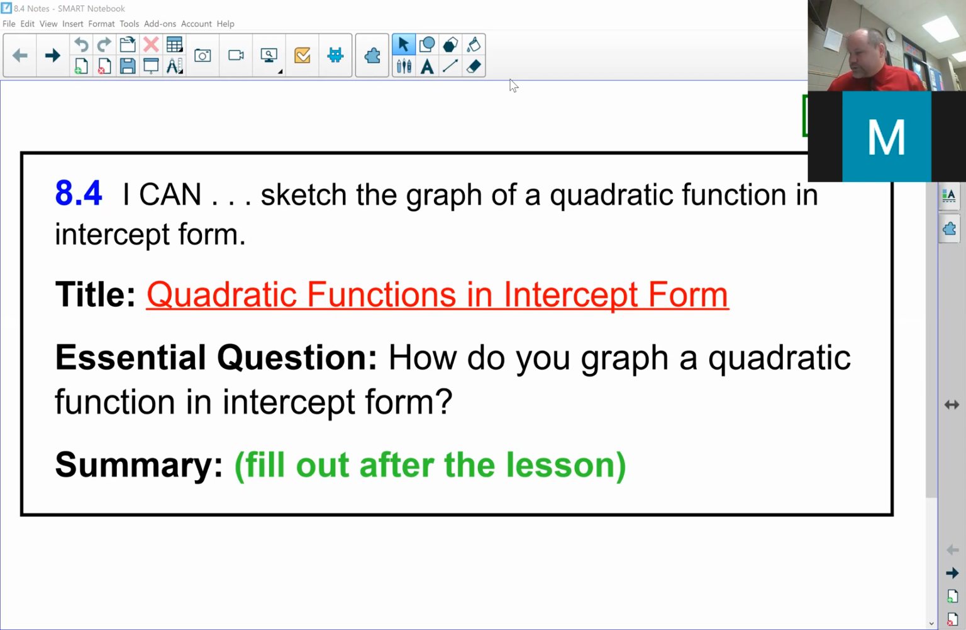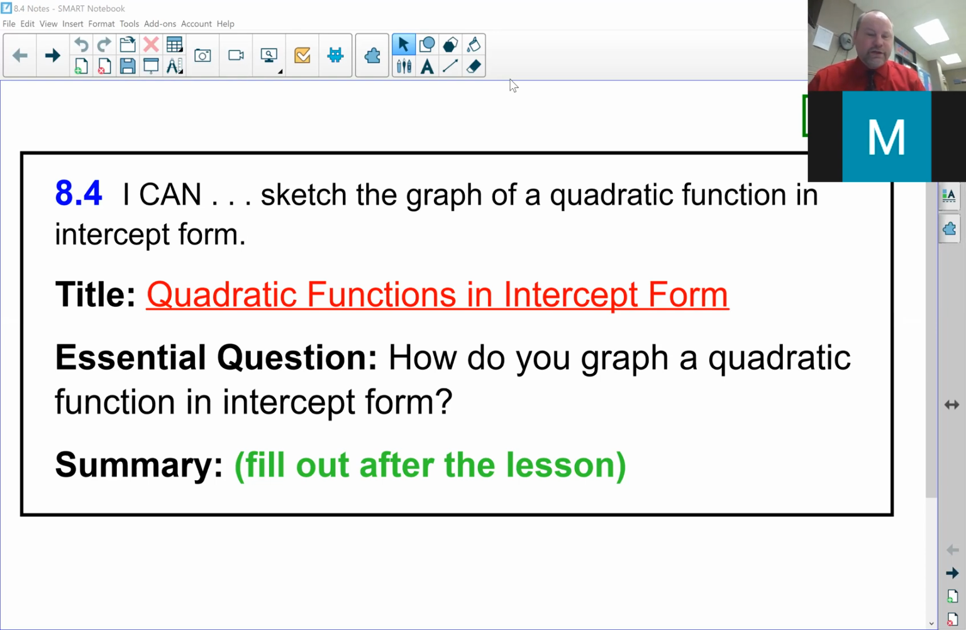But once 4-week progress grades are in, then we will shut down the grade book for the previous assignments. So again, just a reminder, get those things turned in. Today we're going to talk about quadratic functions in intercept form and how to graph them.